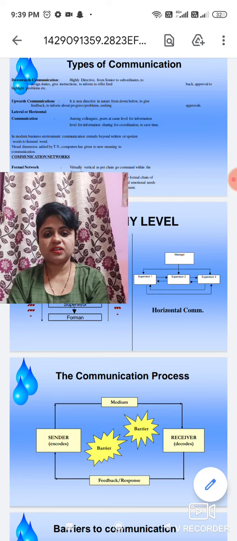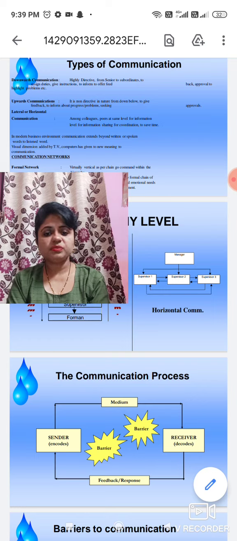whereas upward communication goes completely contrary to downward communication. In this type, the people at the lower positions give some kind of request or feedback to the higher position people, and it is called upward communication.